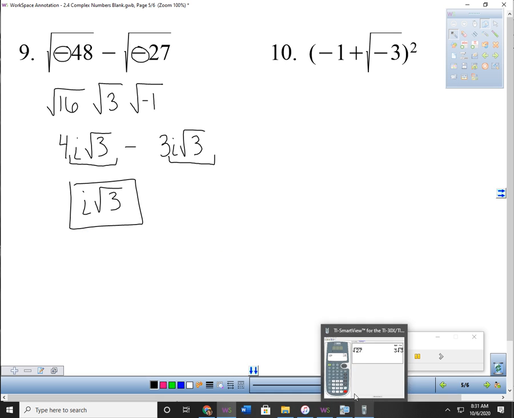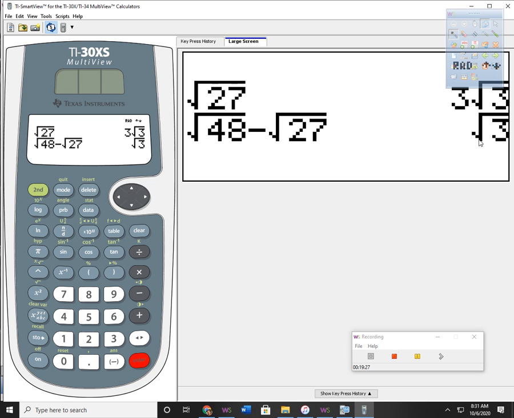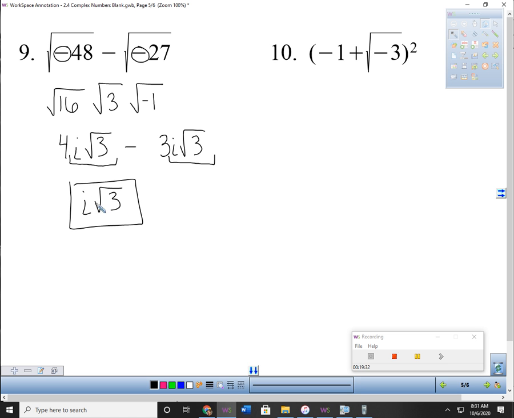And also, I think if you took out the negatives and you did square root of 48 minus square root of 27, you would get square root of 3, right? And then you can just tack on your i square roots of 3.